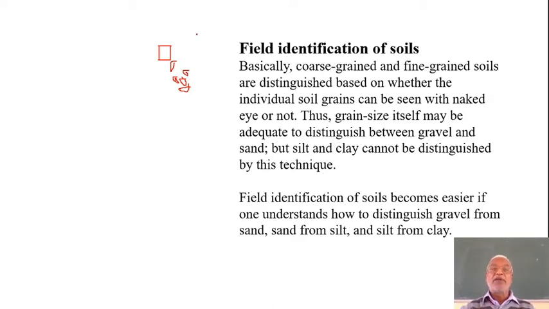Sand and gravel can be identified with the naked eye, but it is difficult to distinguish between clay and silt particles. It is quite difficult. There are some ways and means by which we can do it instantly in the field, and that is what we are going to study in this session. Field identification of soils becomes easier if one understands how to distinguish gravel from sand, sand from silt, and silt from clay. I have just told you gravel from sand. Anyway, we are going to see it through some more slides.